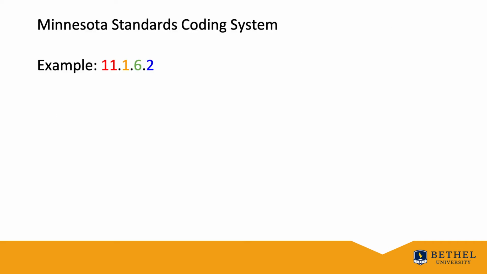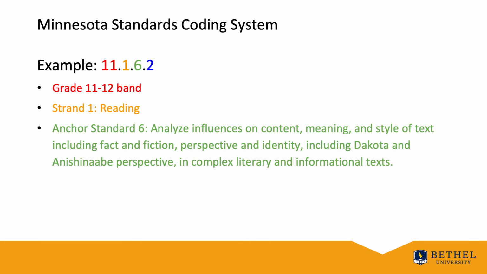So let's go back to the standards and take a look at one of the ELA or English language arts benchmarks. The coding system for the standards is consistent no matter which subject area you're looking at. They are all assigned a set of numbers, an address, so that more information can be determined about the statement you're analyzing. In this example, it's 11.1.6.2. That means that it's for the 11th and 12th grade band. It's strand 1 of ELA, which is reading. It's Anchor Standard 6, which is analyzing influences on content, meaning, and style of text, including fact and fiction, perspective and identity, including Dakota and Anishinaabe perspectives in complex literary and informational text.